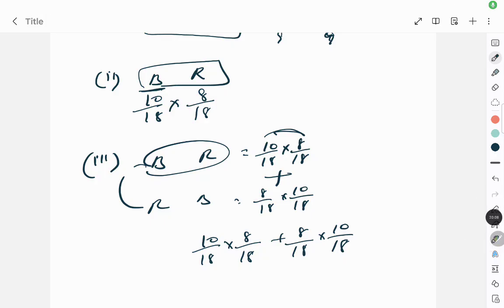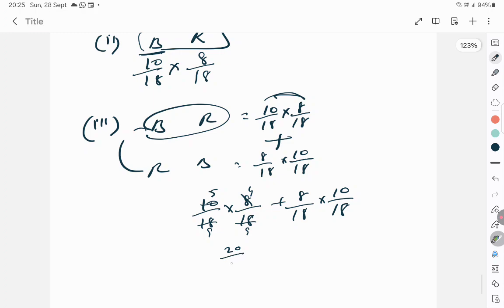So let's solve this. Let's cancel this off with 4 and 9. This is 5 and 9. So can I say it's 20 by 81 plus, can I cancel this, so I could have taken 8 by 18 common. Anyway, it's 4 by 9 and this is 5 by 9. So that again is 5, so 20 by 81. So it's 40 by 81.